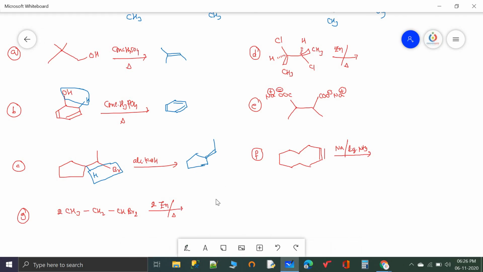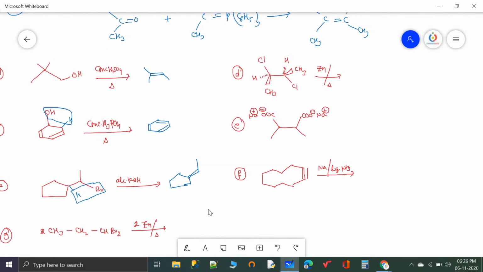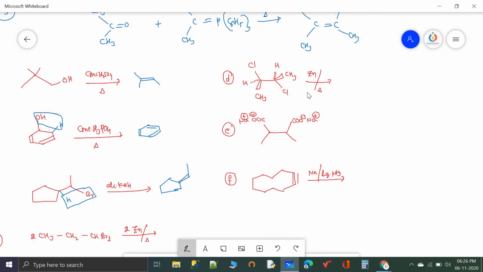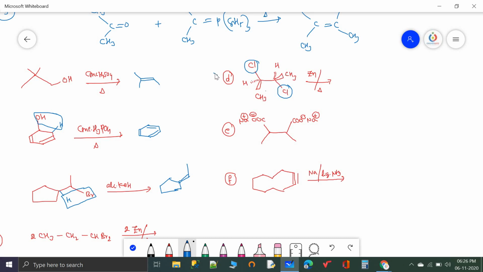Next, let us see compound number D. Zinc is there, and zinc takes both the halogens. The hydrogens are on the same side, and the methyl groups are also on the same side. This example is so important that during the elimination of these halogens by zinc, the geometry of this molecule is unaffected. So we will get the molecule like this.